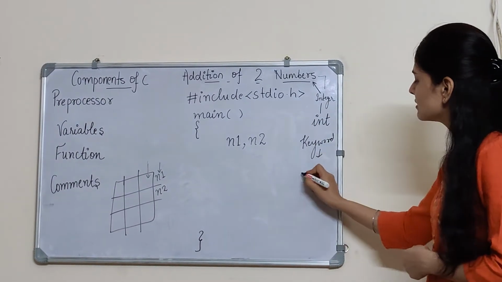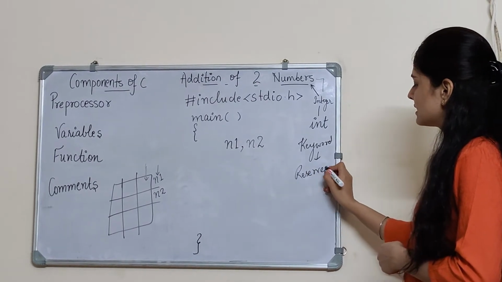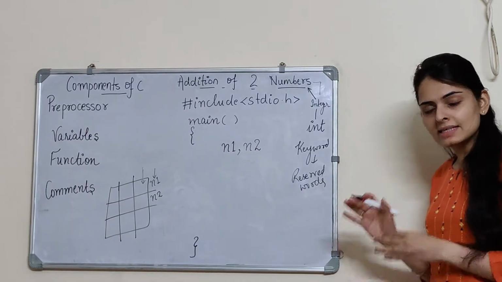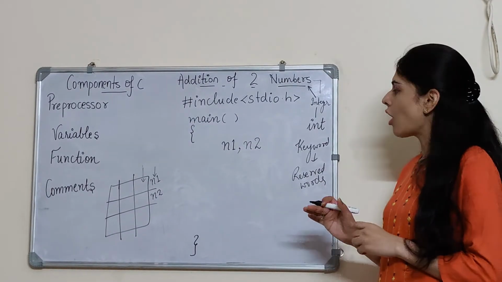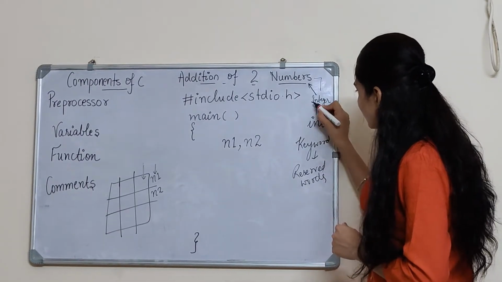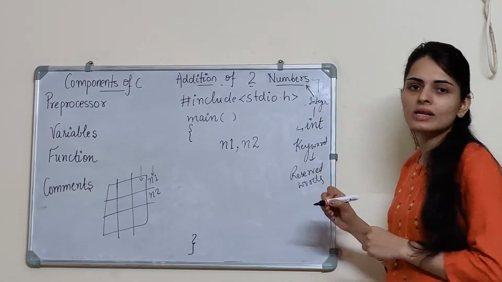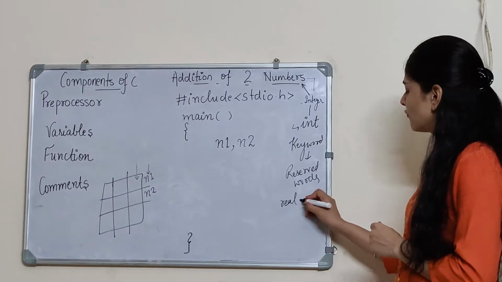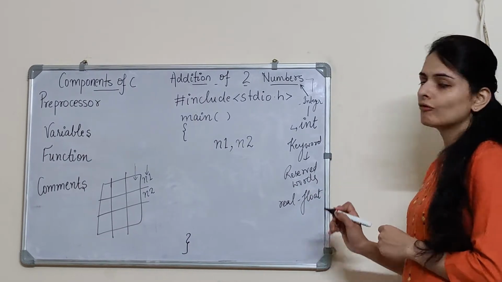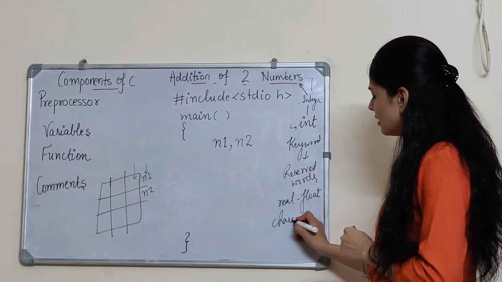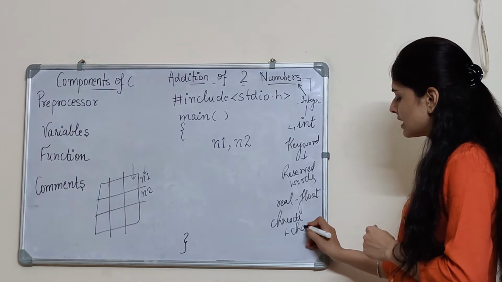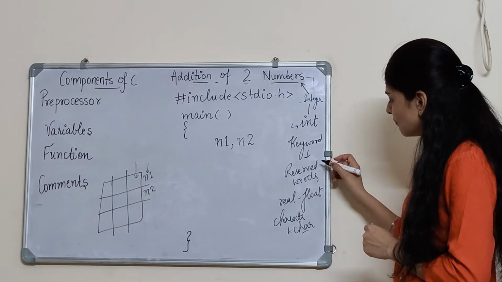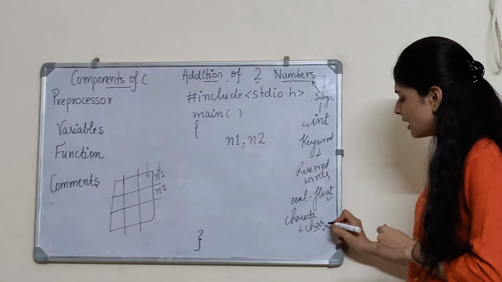Now what is a keyword? Keywords are basically the reserved words within C, as in the words that are designated for some particular operation. For example, if integer is represented only by int, and if I want to represent real numbers in C, the keyword that we have is float. And likewise for character, we have the keyword char. So these are the keywords which are there in C for some particular task.